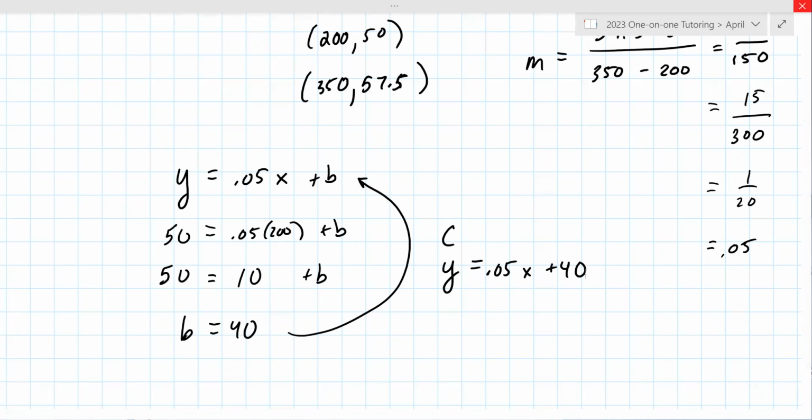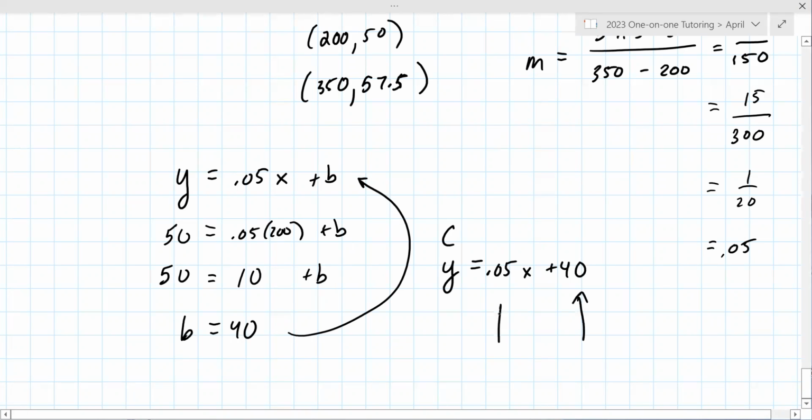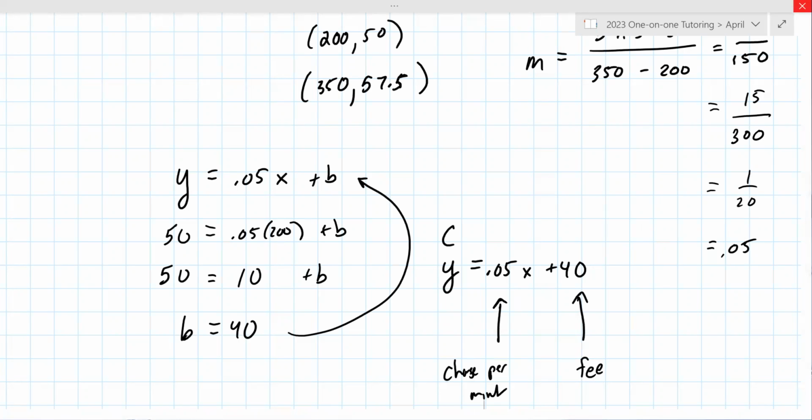So you have to answer a couple of questions here. It says, how much is the monthly fee? How much is the charge per minute? One's the slope, one's the intercept there. How much is the monthly fee and how much is the charge per minute? Charge per minute's always the rate. Rate is the slope. Fee is the one-time thing you got there.